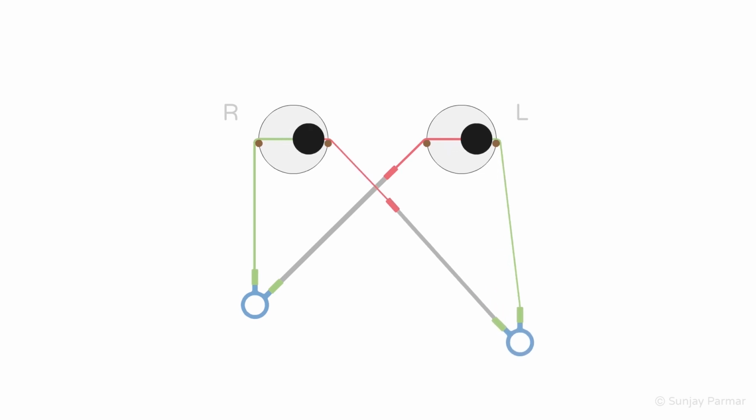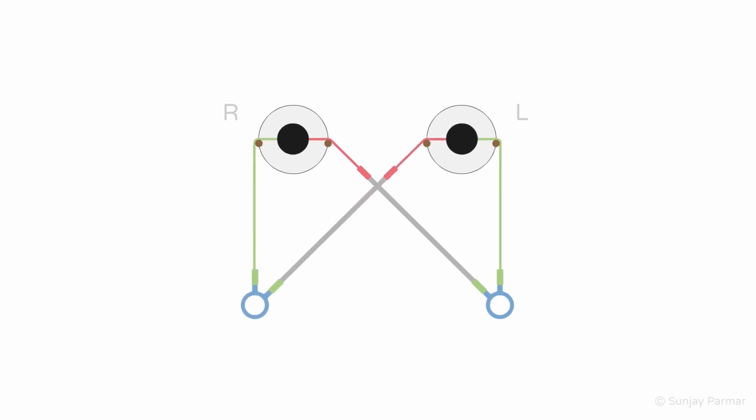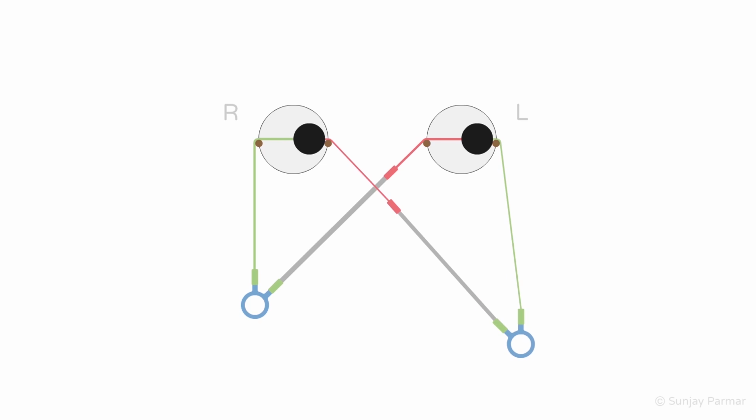When we look left or right, the eyes need to move together in the same direction and speed. This is known as conjugate eye movement. If you want to look to your left, your left eye needs to abduct, and simultaneously your right eye needs to adduct, both at the same speed so that you don't develop double vision.